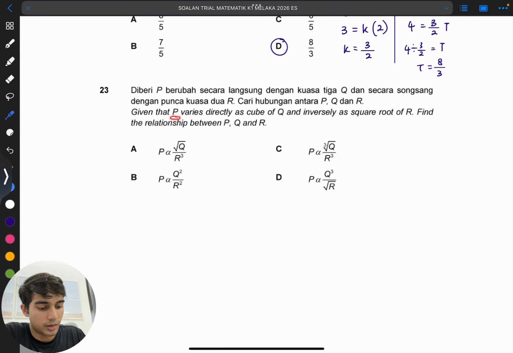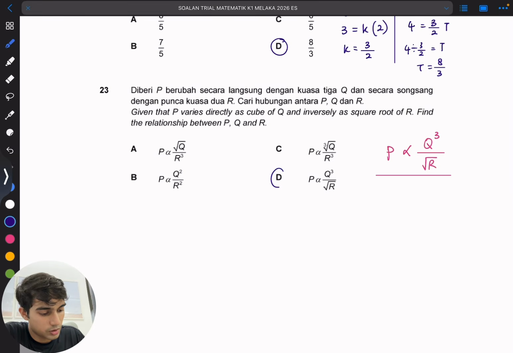23. P varies directly as the cube of q, and inversely as the square root of r. So inverse means we have to put underneath the square root of r. Find the relationship. So this is the relationship lah. Answer D. This one is cube root. This one is square root, this one is square, wrong. Oh, this paper actually quite easy lah.